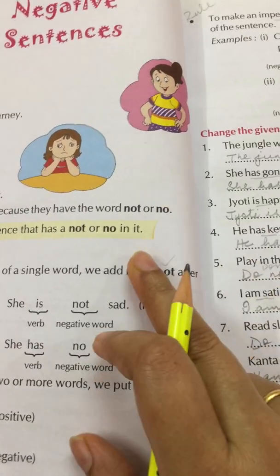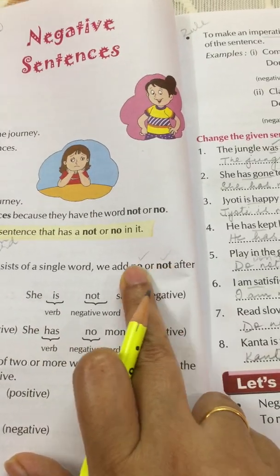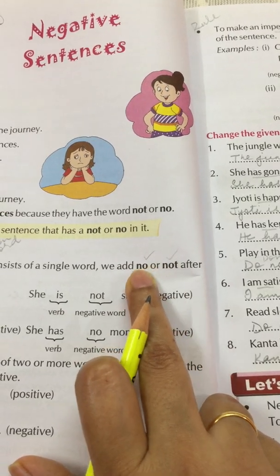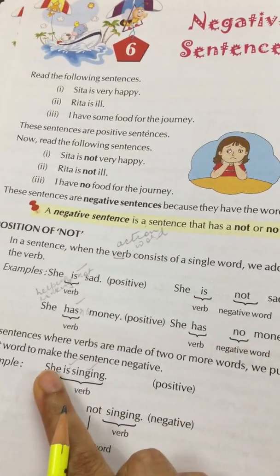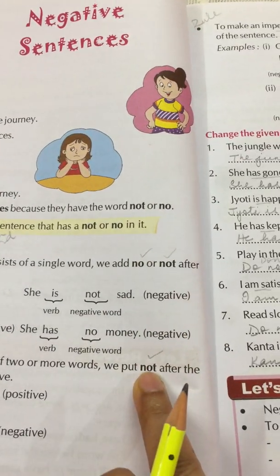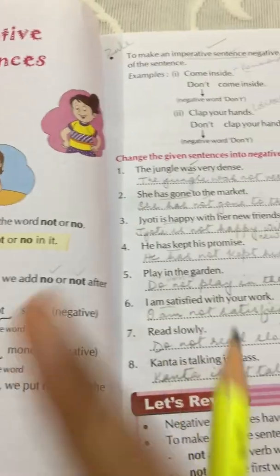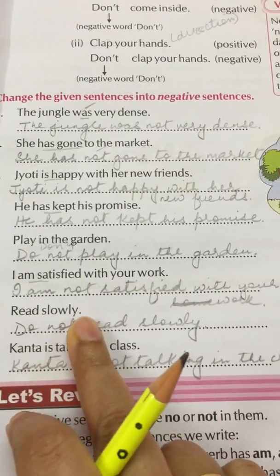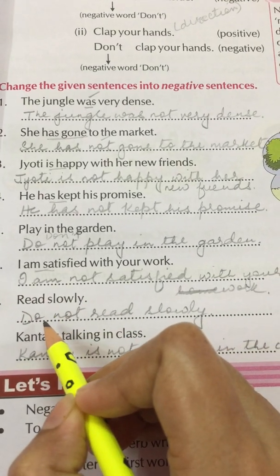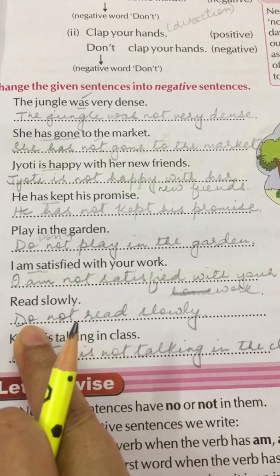Okay, so you should know how to choose. If there is only one verb, we have to choose between these two negative words. Very correctly we must choose. And when there are two or more than two verbs, we have to use the negative word not just after the first verb. Read slowly. This is also a command.